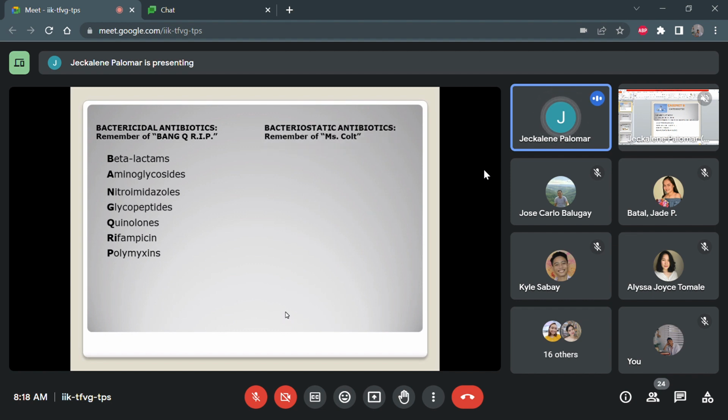Other bacteriostatic antibiotics are the following. Remember the mnemonic: sneeze, cold. Macrolides, sulfonamides, chloramphenicol, oxazolidinones, lincosamides, and tetracycline. So, which examples do we have in our pharmacy? Macrolides, lincosamides, tetracyclines.